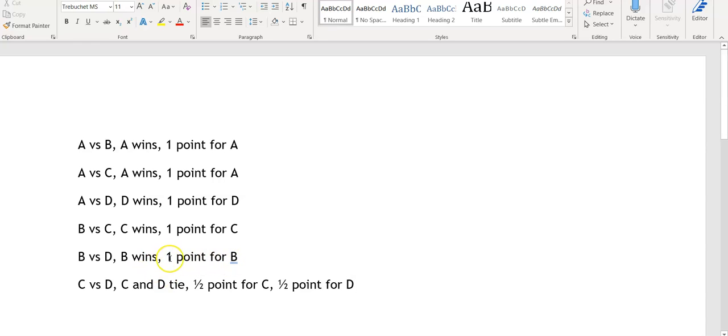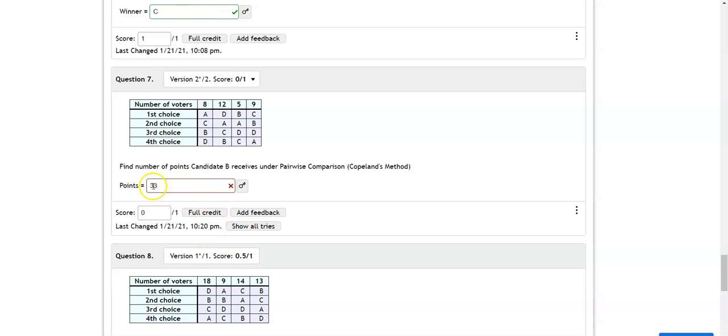So B, it's asking us how many points does B have? B has 1. So we would go back here, and what we fill in here for candidate B would have been 1. Now hopefully that will help you get through those two questions.